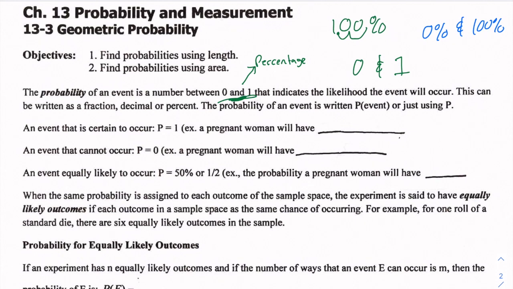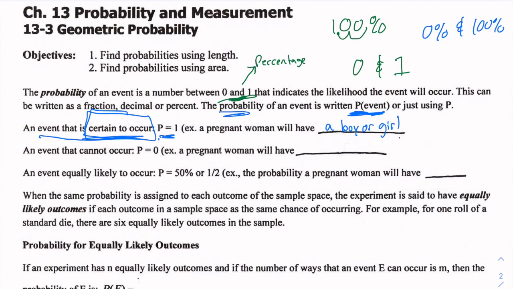All right, the letter P right here represents probability, the probability of something occurring. So for an event that is certain to occur, a 100% chance, you would say probability equals 1. A pregnant woman will have a boy or girl. That is 100% likely to happen.